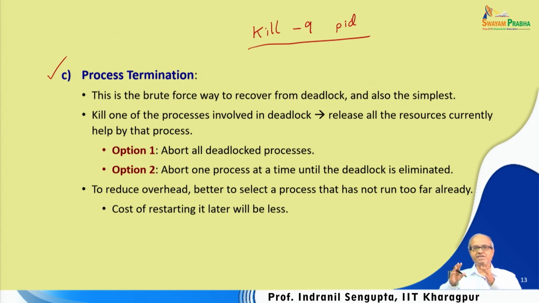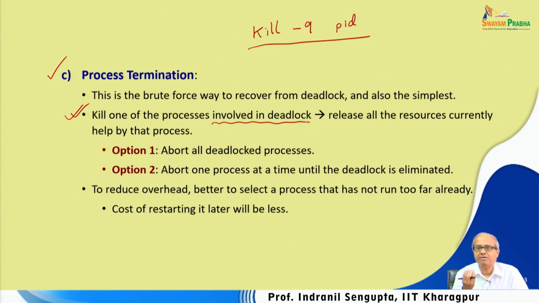Now, the question is which are the processes that need to be killed? See, this can be done by the user, and this can also be done by the operating system. So, as I said, the OS is analyzing the resource allocation graph, and it will be trying to kill some of the processes that are involved in deadlock. Now, if we kill a process, suppose that process was holding 3 resources, all those 3 resources will get released. So, other processes can take them.